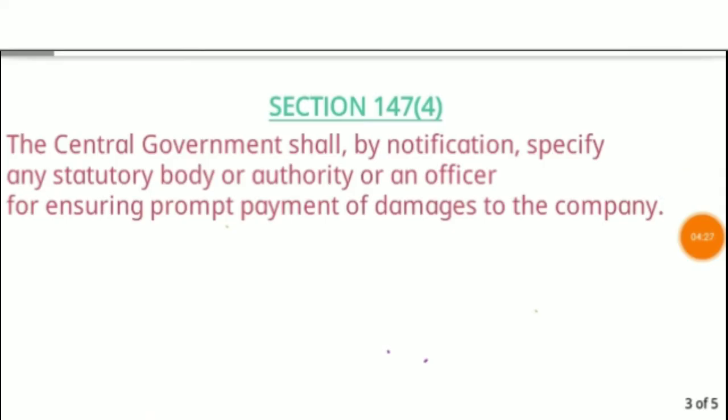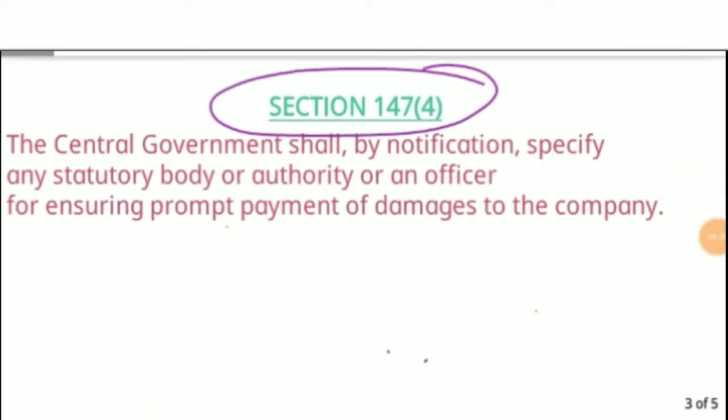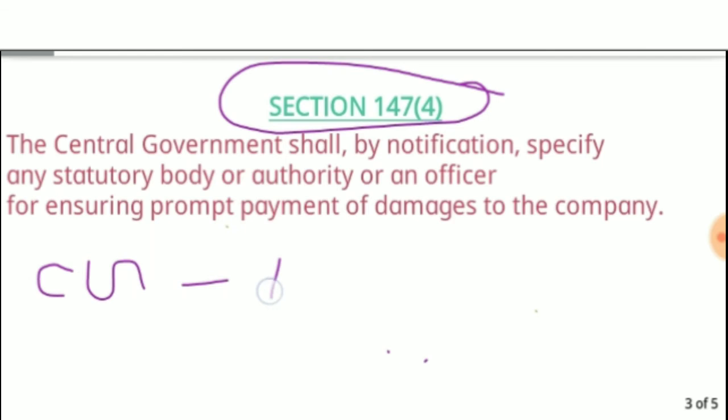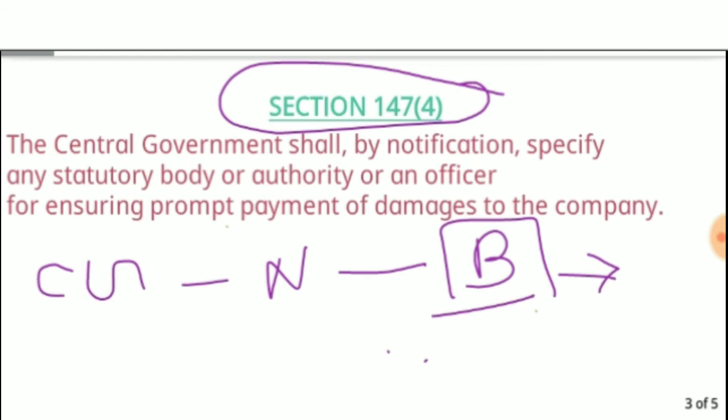Okay, this is Section 147 subsection 4, which mainly states that the Central Government shall, by notification, specify any statutory body or authority or an officer for ensuring prompt payment of damages to the company. That is, for the purpose of ensuring the deserving person is getting their damages, the CG by notification specifies a statutory body or authority for ensuring what? The payment of damages. Okay.